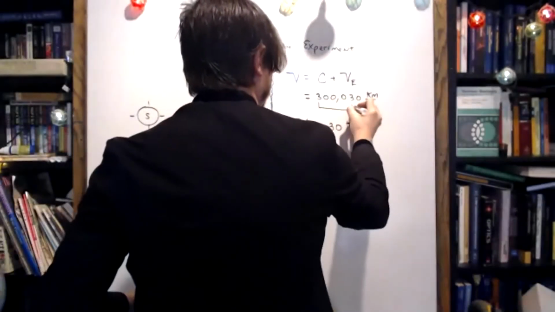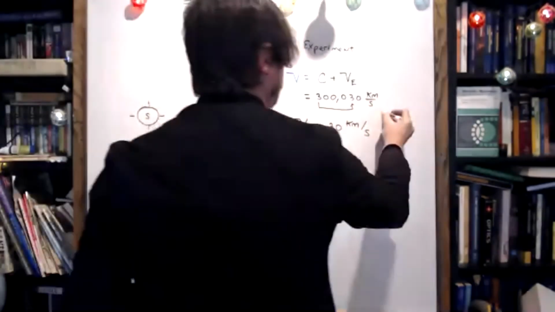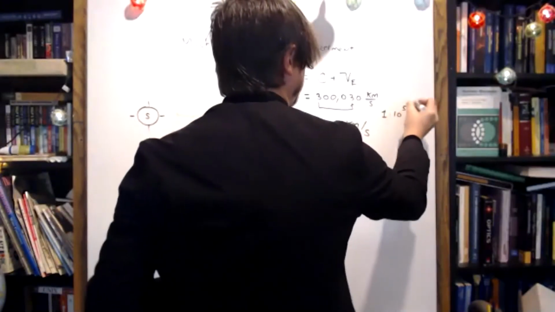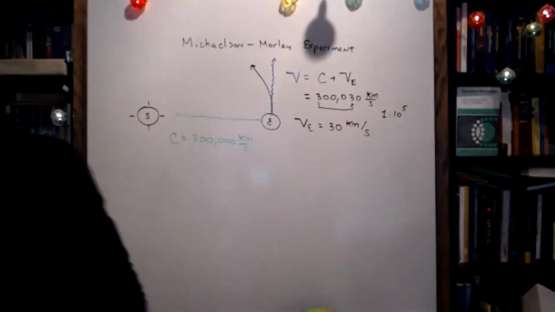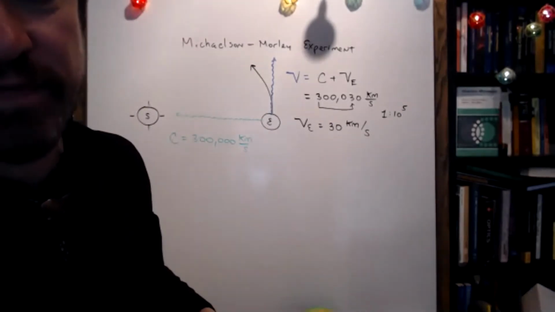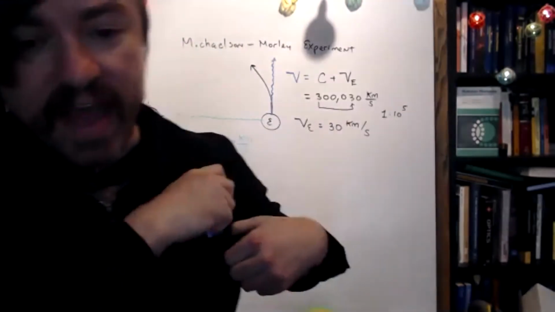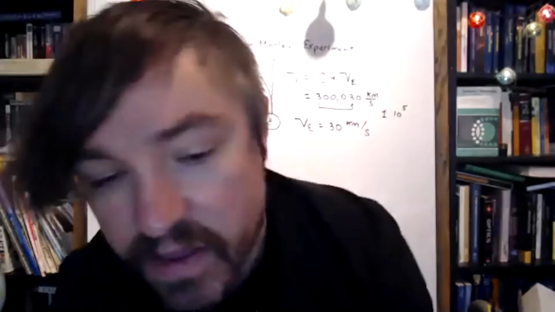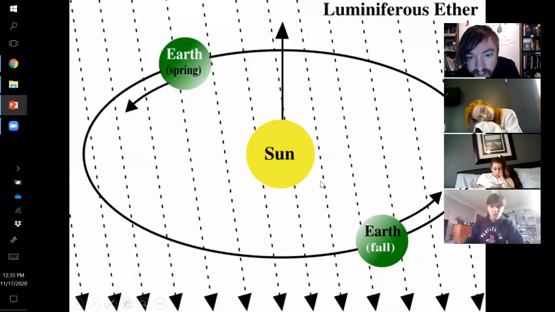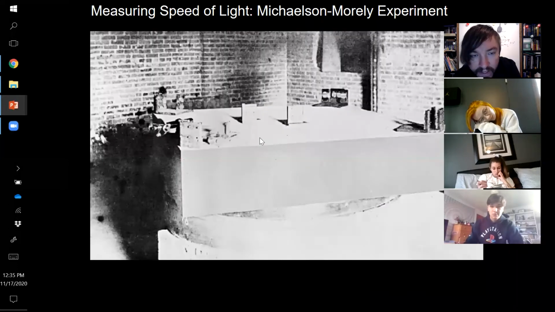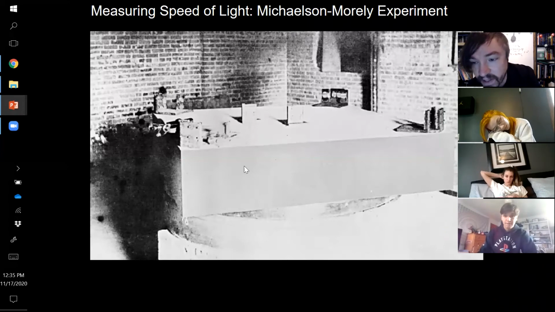This is a measurement precision of 1 part in 10 to the 5. That is doable by a sophisticated modern physics laboratory. In fact, they performed this. It was somewhere in the Midwest. I can't remember if it was the University of Colorado or whatever. But here's a picture from the experimental apparatus of the Michelson-Morley experiment.